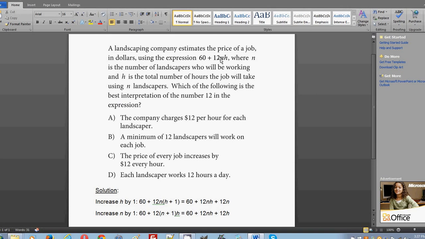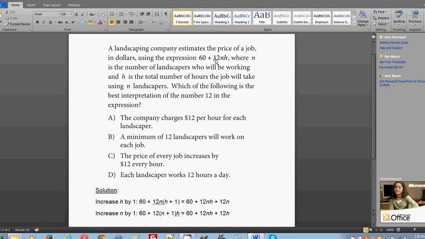So this is what n times h means, the total number of hours. And it could be overlapped together. All these hours can take place at the same time. We're talking about the total number of hours combined, the combined number of hours for each landscaper, right? So you're going to combine h hours for one landscaper, you're going to combine it for the second landscaper, you're going to add it all up, and you're going to have n times h as the total number of hours worked by n landscapers, each working h hours.